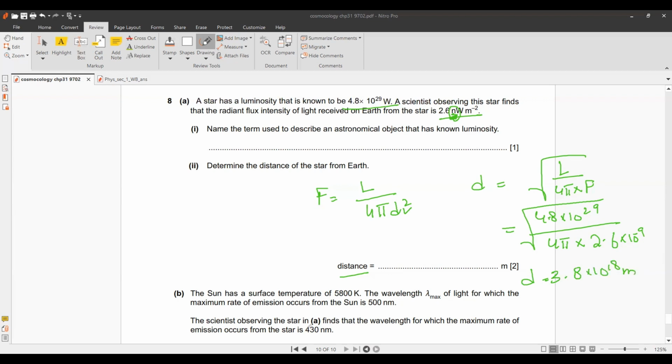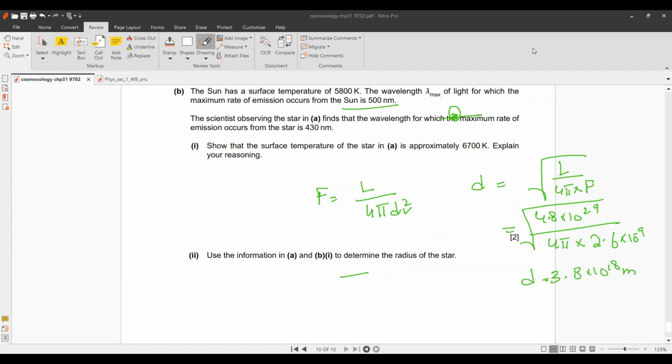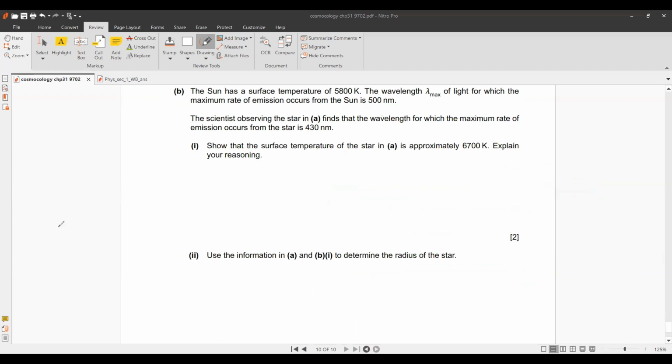In the next part they have asked us to find out... Okay, that was a question that Arham asked me yesterday, right? Yeah. We basically need to use the ratio formula for that. We know that the maximum wavelength is proportional to 1 over T. So we basically had to do the same thing.